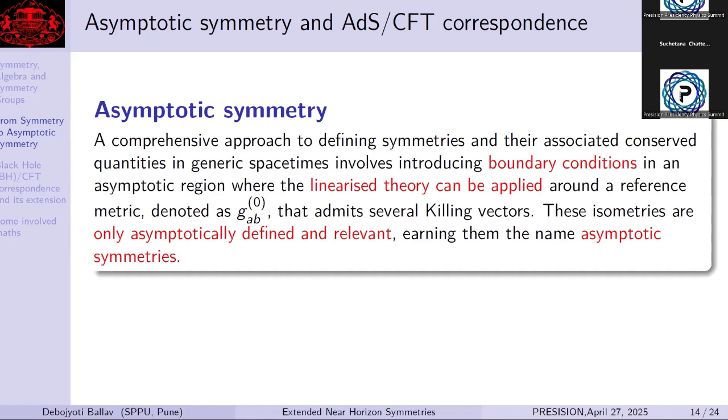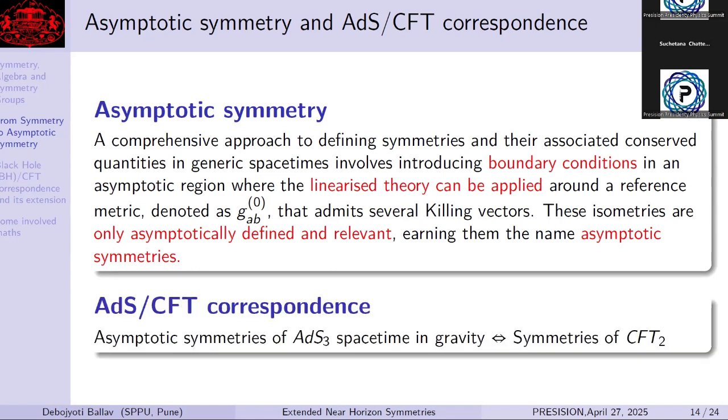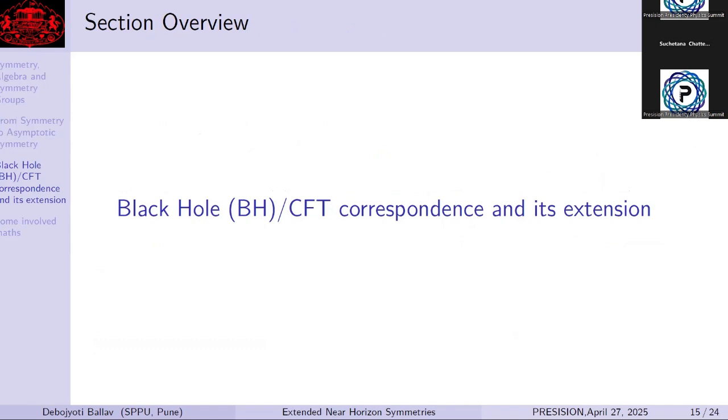And in that reference, we take a reference background which admits several Killing vectors, but those Killing vectors satisfy the Killing equations only in an asymptotic limit. So these isometries are asymptotically defined and relevant, but not relevant globally. These are the symmetries which we call the asymptotic symmetries. And the great insight that comes from the AdS-CFT correspondence is that the asymptotic symmetries of AdS3 spacetime in gravity are associated with the symmetries of conformal field theory.